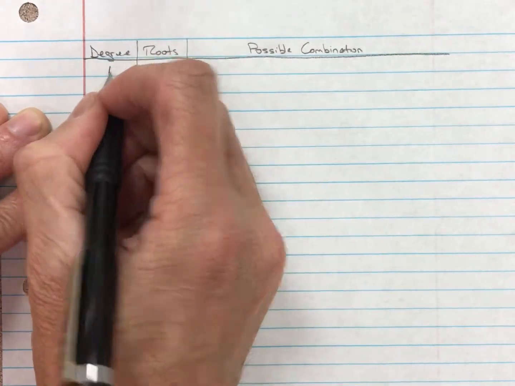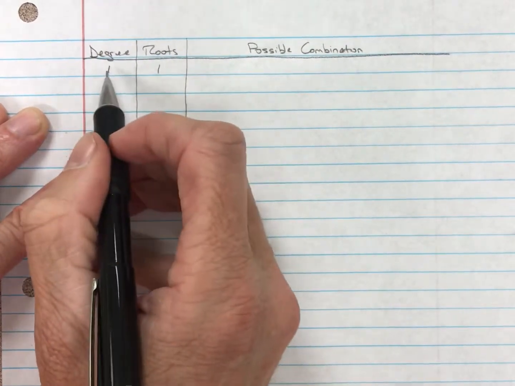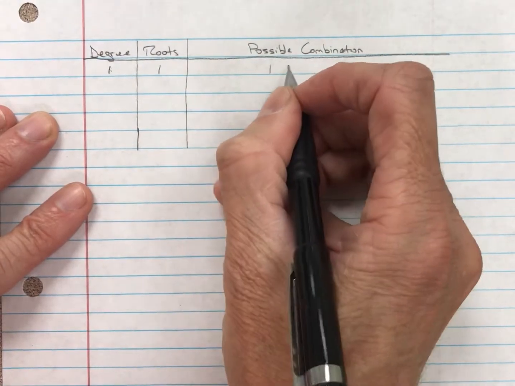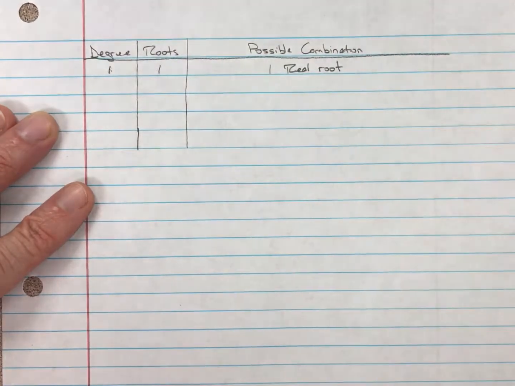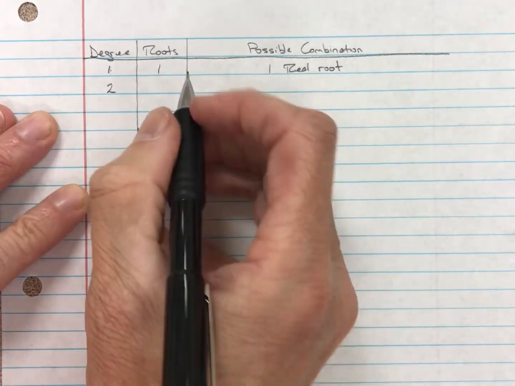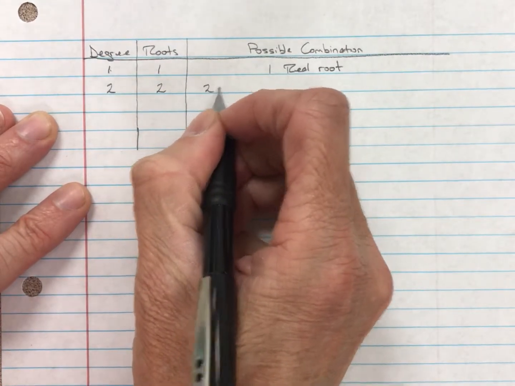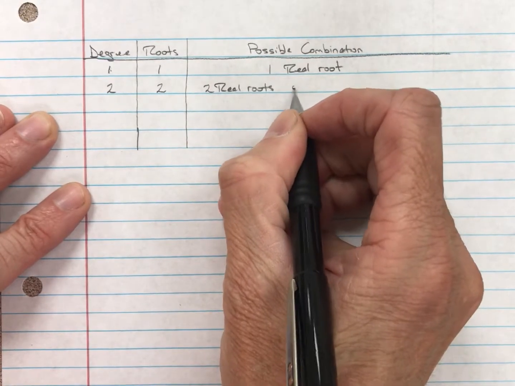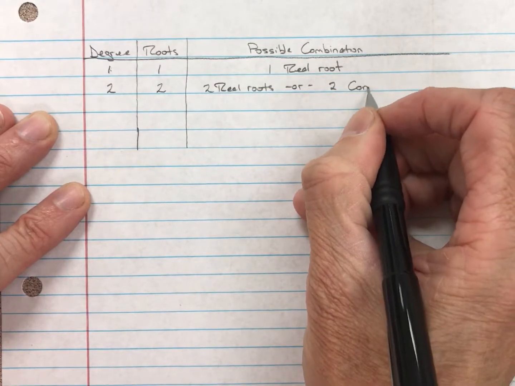Okay, so we have a degree 1. A degree 1 polynomial has 1 root, because again, every polynomial of degree n has n roots. In this case, the only possible combination is 1 real root. You're not going to have 1 complex root. We'll see why in just a moment. Degree 2, a quadratic, has 2 roots. You're either going to have 2 real roots, or you're going to have 2 complex roots.